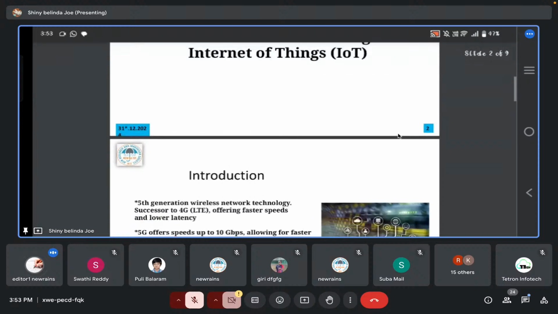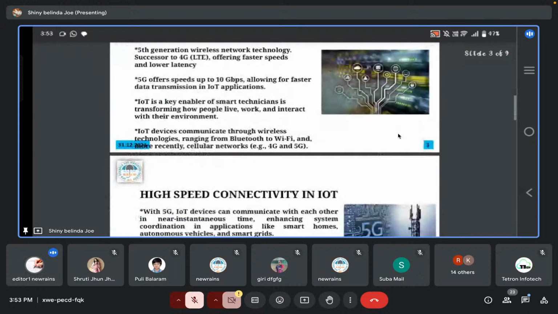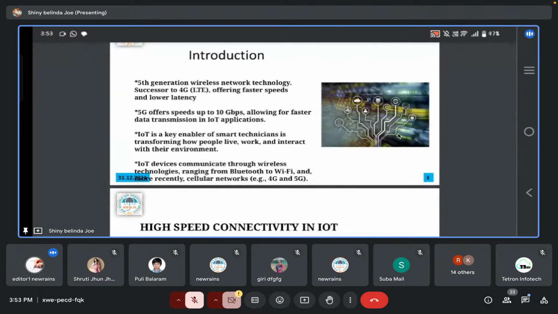Then, by combining these both, we get the Internet of Things. What is meant by Internet of Things? Every day we are using the Internet of Things. It is a product that we use every day, like mobile phones, watches, and every device that belongs to the Internet. That is the Internet of Things. Now we have seen the introduction about 5G, what is a wireless network, and the Internet of Things.